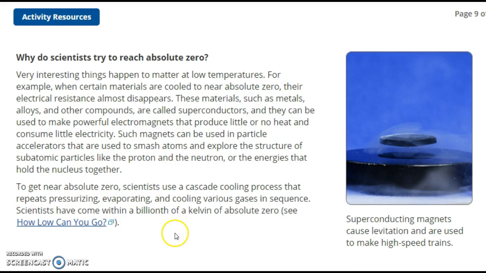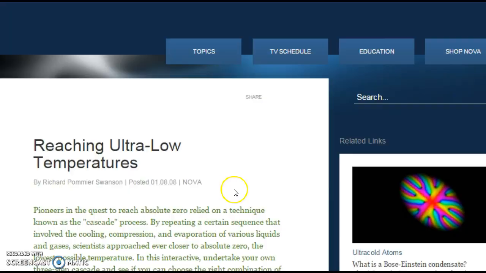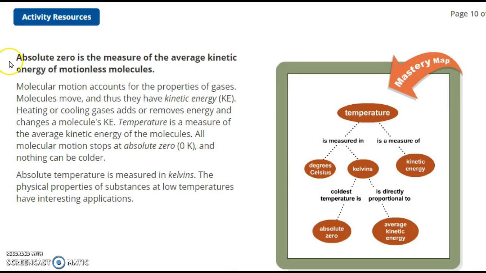To get to near absolute zero, scientists use a cascade cooling process that repeats, pressurizing, evaporating, and cooling various gases in sequence. Scientists have come within a billionth of a degree Kelvin of absolute zero. So how low can you go? And superconducting magnets cause levitation, so they float basically. And that's used for the really high speed trains. Like in Germany, they use them a lot. In Japan's probably where you heard of them, where they go like 300 miles an hour. We'll come back to the process.